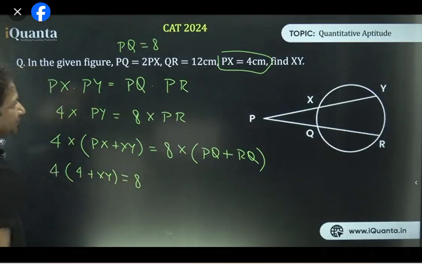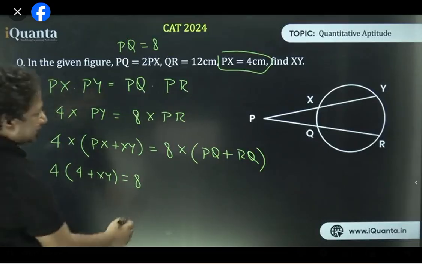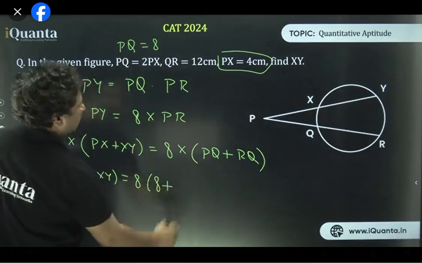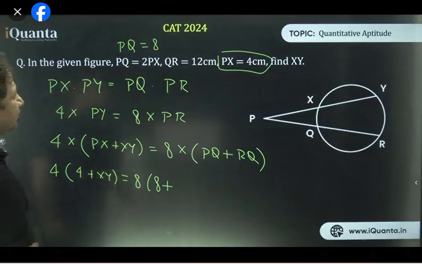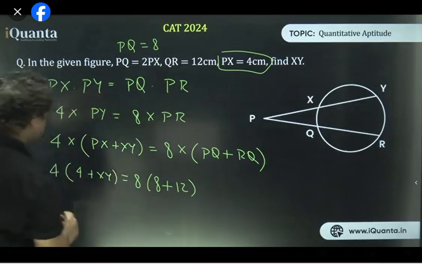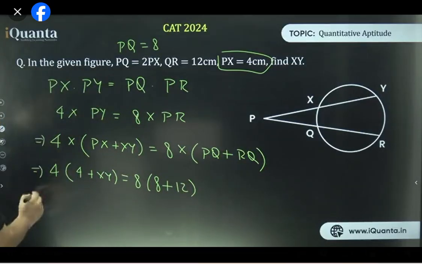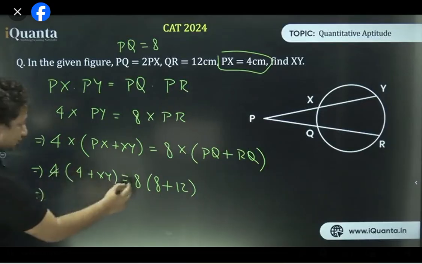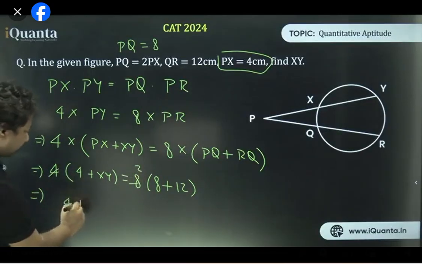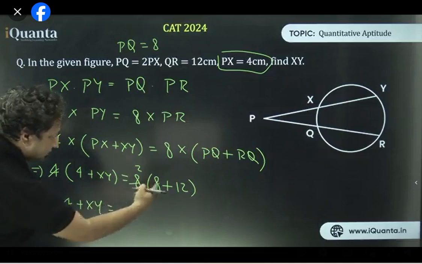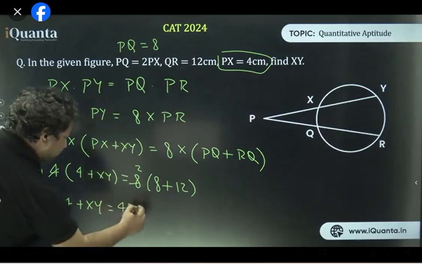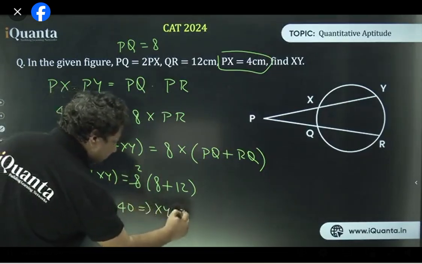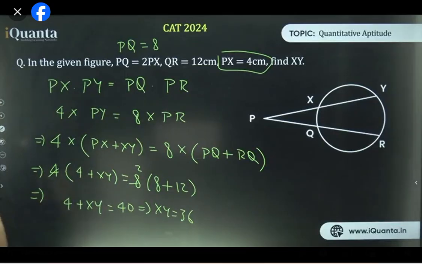8 multiplied by PQ. PQ is given as 8 plus RQ, that is 12. Let's put it over here. Let's solve it and we'll get to the answer directly. So 4 2s are 8, we can cancel this out. 4 plus XY is equal to 12, 40, which means the value of XY will be 36. Clear?